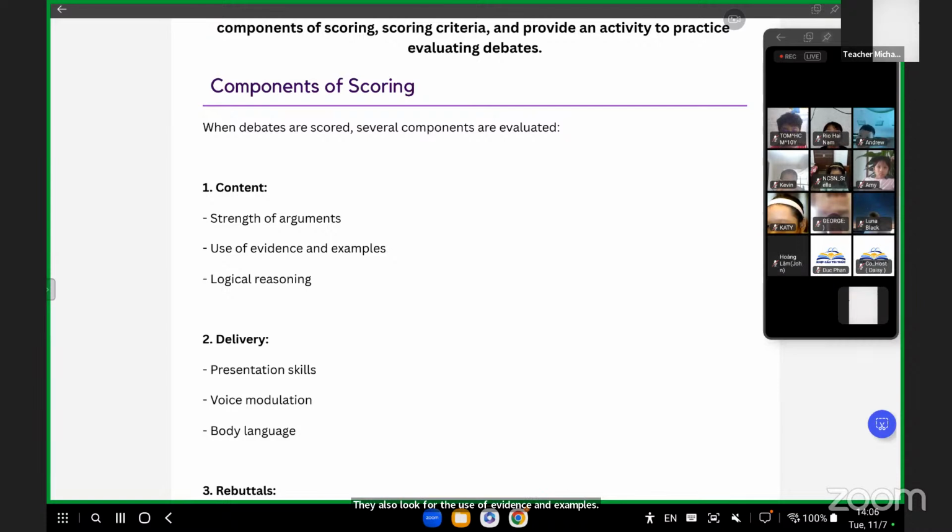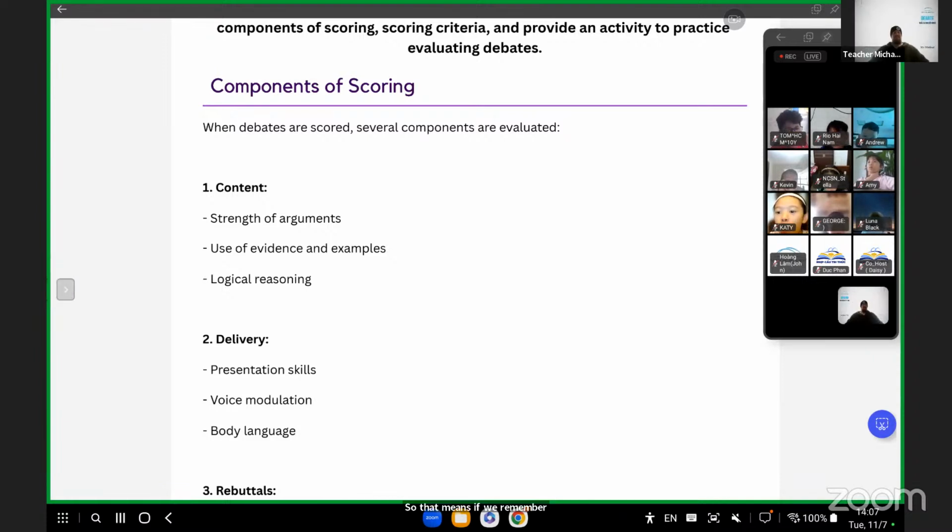That's why we were going into so much detail before about how to do your research and how to find evidence, because we want to really be able to use it well. As well, the judges look for logical reasoning. If we remember from a few lessons ago, logical reasoning is just how much sense our point makes. How easy is it for anybody listening to understand what you're saying?